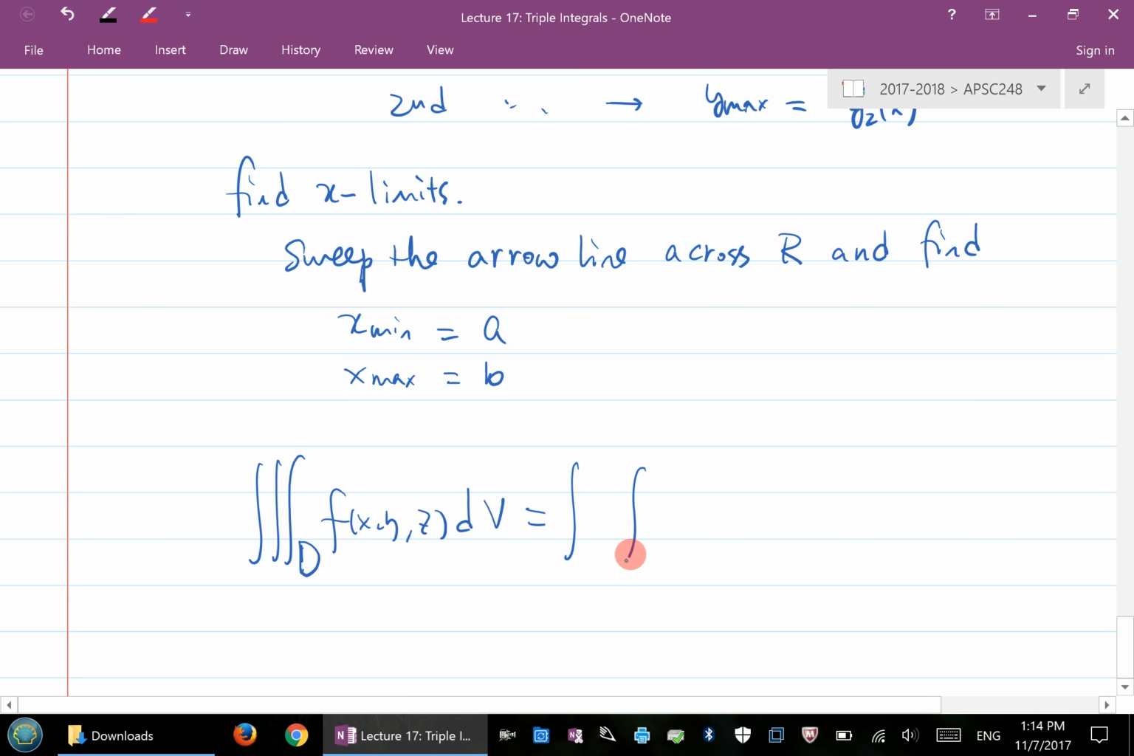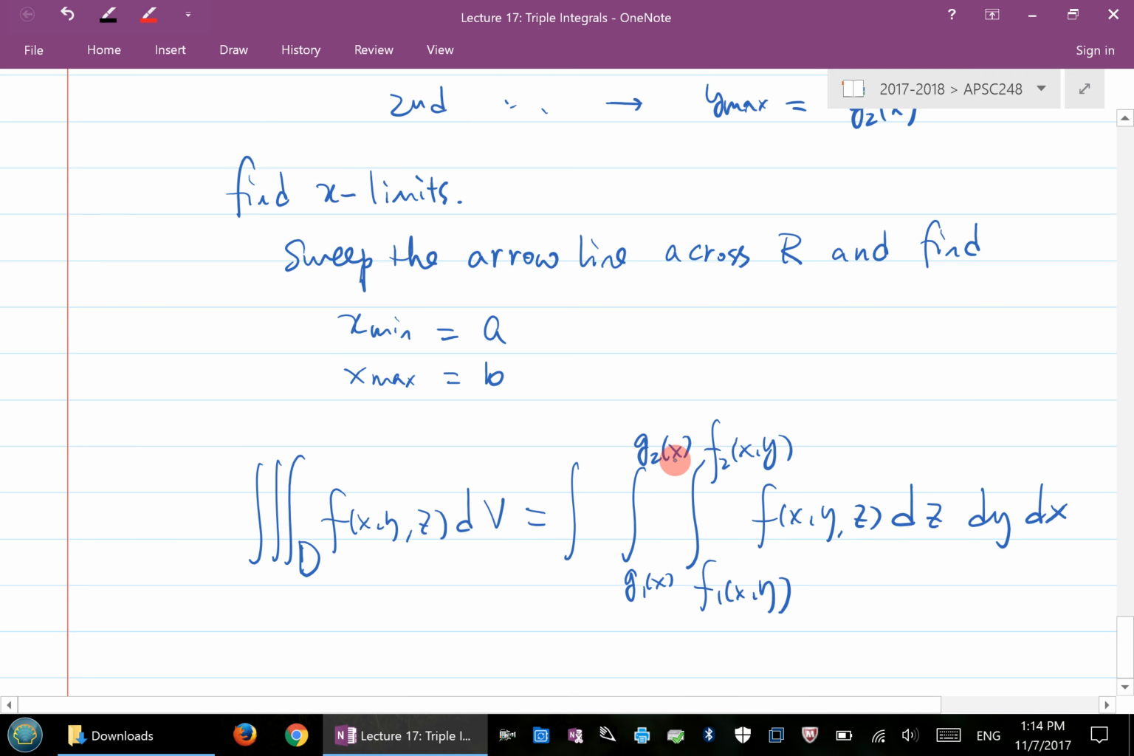Now we have the order dz, dy, dx. So your z goes from f1(x,y) to f2(x,y). Your y goes from g1(x) to g2(x). Your x goes from A to B. So that is the setup for the triple integral in the order dz, dy, dx.